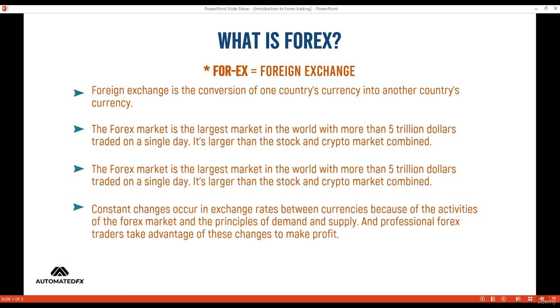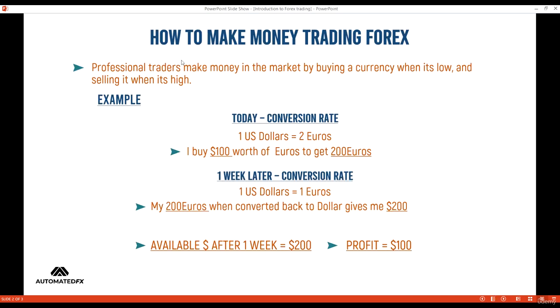And that's basically the idea also in Forex trading. That's basically how we make money in Forex trading. So let's take this for example. We can see this is how to make money trading Forex. So let's take this for example now.